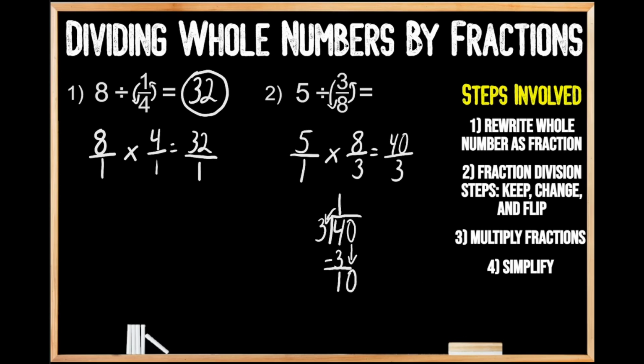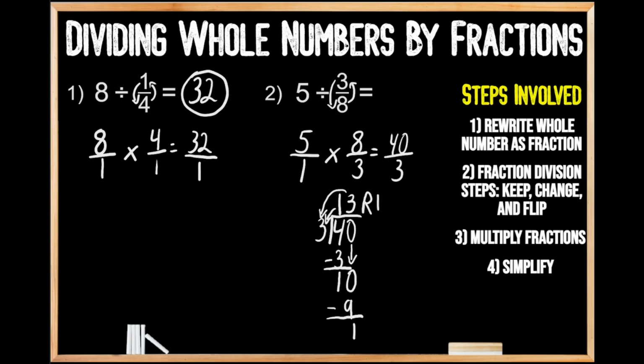Now we're going to repeat this process, except this time we're thinking, how many groups of 3 can we make out of 10? Well, we know that we can make 3 groups of 3 out of 10. So up top, we're going to record the 3, and then we're going to move on to the next division step, which is to multiply. When we multiply 3 times 3, we get 9, and then we're going to subtract 9 from 10, which is going to leave us with 1. Since we don't have any more numbers to bring down, we're done with this division problem, but we still have a remainder of 1. So when we divide 40 by 3, we get 13 with a remainder of 1.